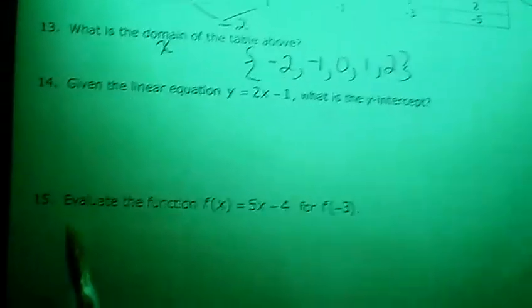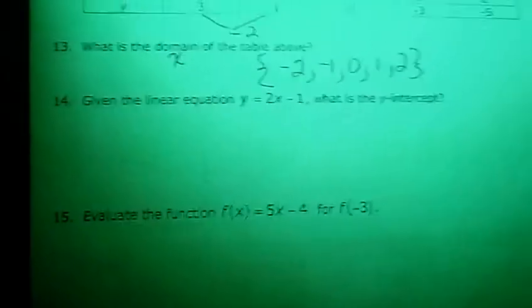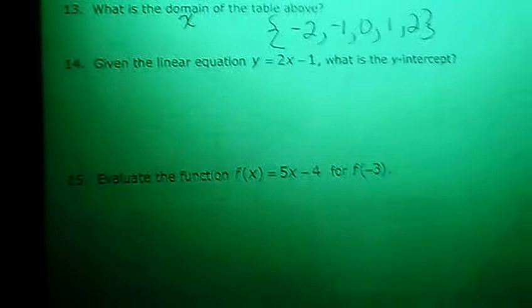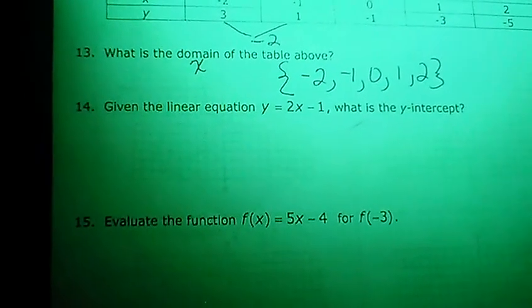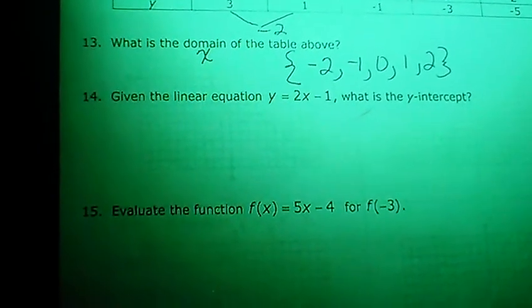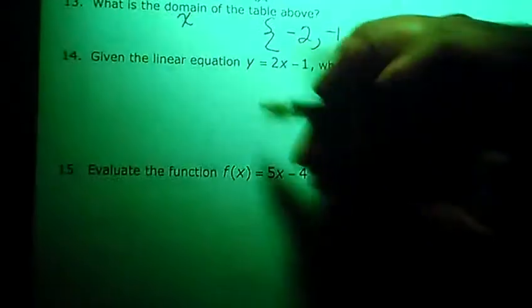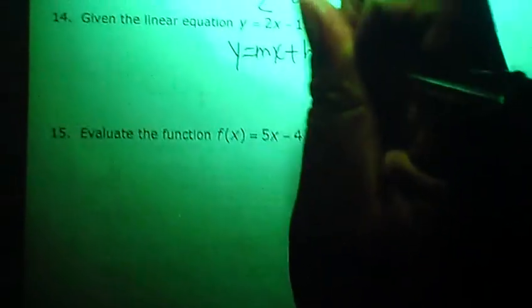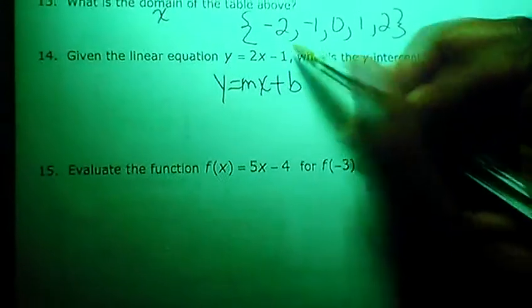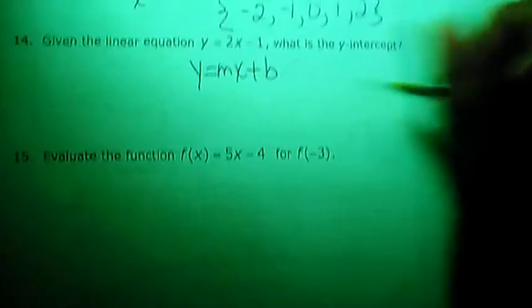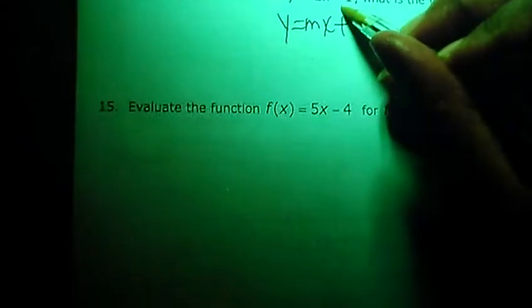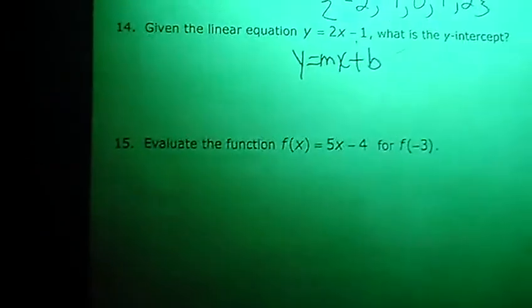Number 14. Given the linear equation y equals 2x minus 1, what is the y-intercept? Our equation is already in y-intercept form, y equals mx plus b. Our b is our constant term, and that's our y-intercept. So our y-intercept is what? -1.